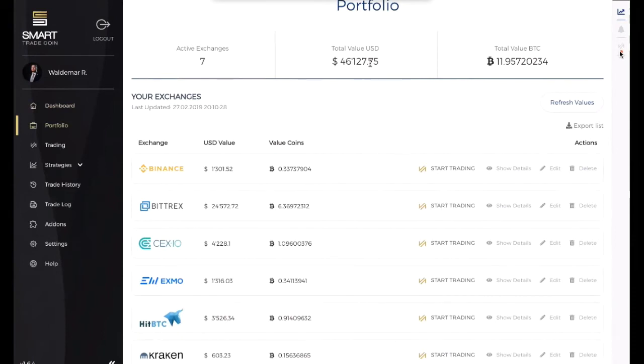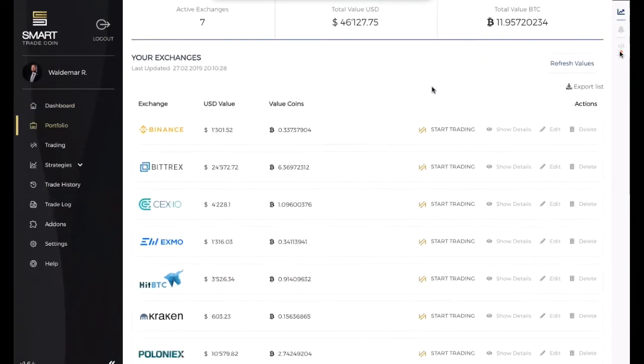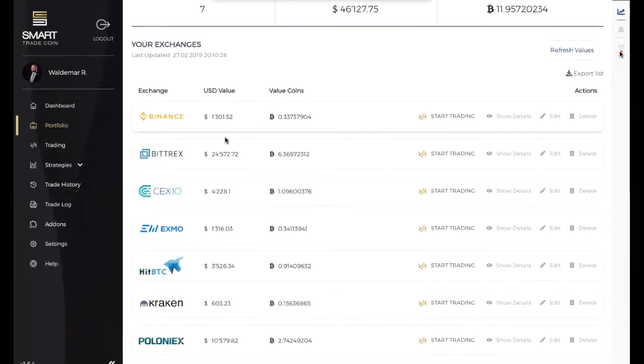This is in general. Now I can look specifically at what is happening on my Binance, what is happening on my Bittrex. I see 24,000 here, but I still don't know what cryptocurrencies these are. For this, I go here and see the specific cryptocurrency I have, for example, in this portfolio.